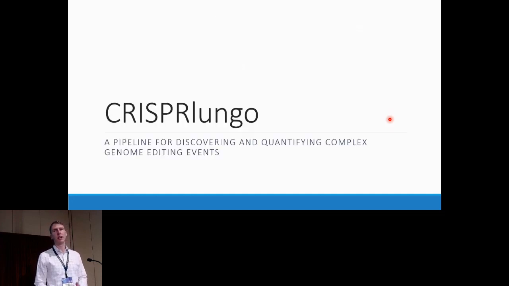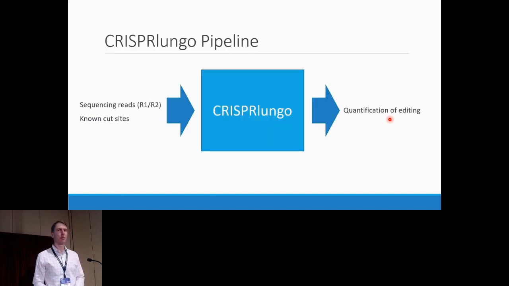To address these challenges, we've developed a pipeline called CRISPRlungo, which is a pipeline for discovering and quantifying complex genome editing events. As input for this pipeline, we take sequencing reads in a single end or paired end format, as well as known cut sites. So if the user is using one or multiple guides, they will input the known cut sites into this pipeline. CRISPRlungo then will perform its analysis and output the quantification of editing and the large chromosomal rearrangements as well.